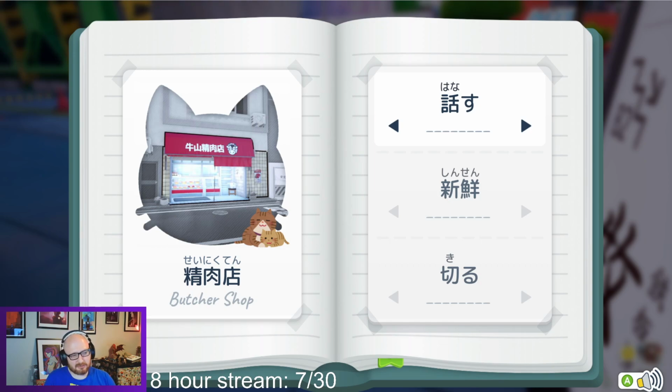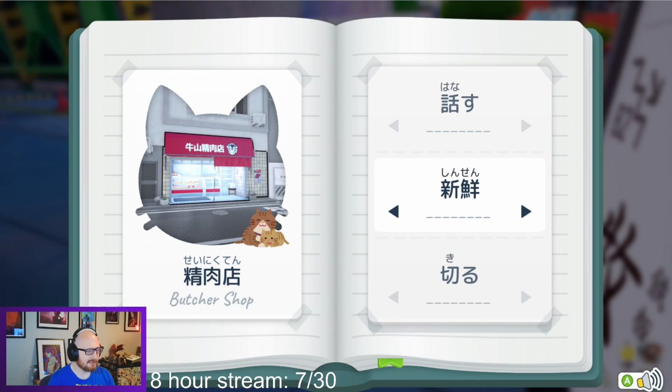But instead, we're just going to get right into it with seiniku-ten. Right here, seiniku-ten. Niku is flesh, or meat. And here, we see Ushiyama Seiniku-ten. Ushi is cow, yama is mountain, and seiniku-ten is butcher shop. So this is Cow Mountain Butcher Shop. Here we have hanasu, which totally makes sense for a butcher shop. It's not a word that they just had to fit in somewhere, surely not.